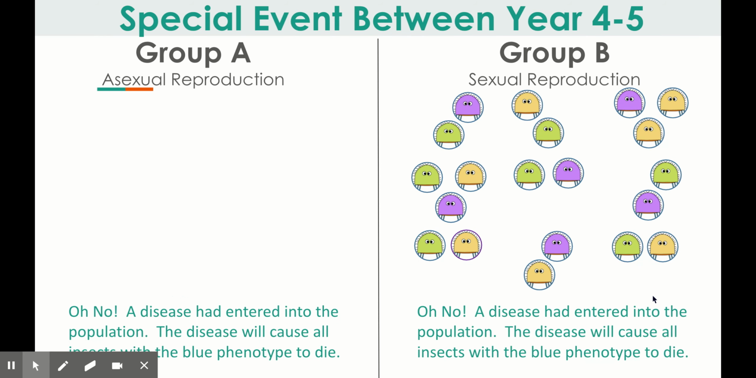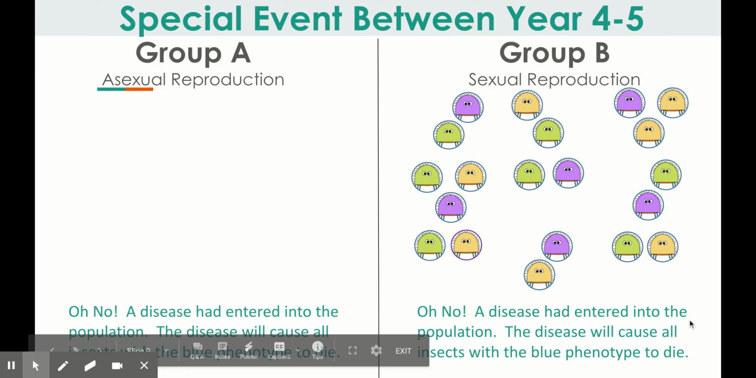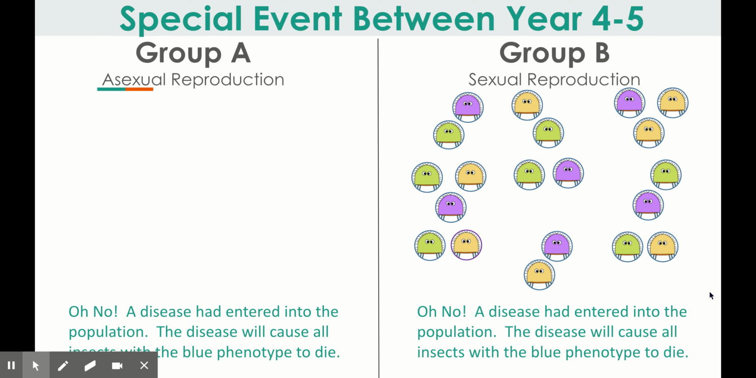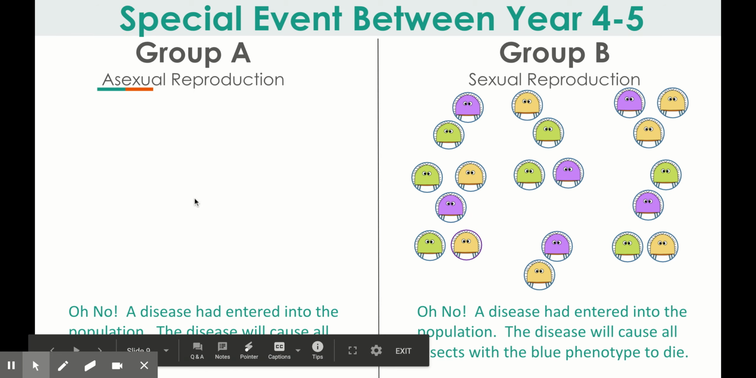So on this slide, there's a special event that occurs during year 4 to 5. It says on the bottom here, oh no, a disease has happened and it has caused all insects with the blue phenotype to die off. You can notice that something very catastrophic happened for group A, the asexually reproducing organisms. However, some of them survived in group B.